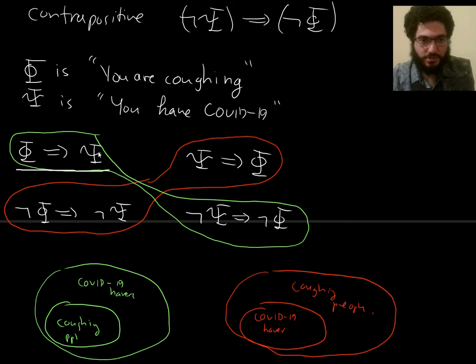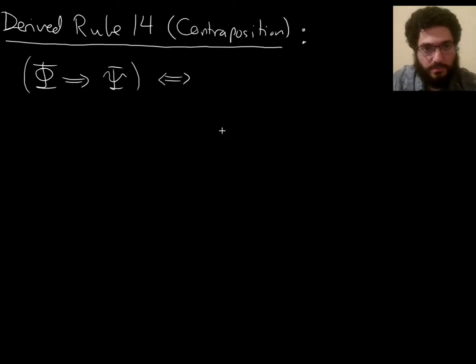Now, what's the relationship between the two greens and the two reds? Each one is the contrapositive of the other. So this one is a contrapositive of that. This one is the contrapositive of that. Okay, now let's look at an actual theorem that says that when you contrapose an implication, you get the same implication. Or not a theorem, but a logical rule. So here is derived rule 14 telling you that an implication is equivalent to its contrapositive.